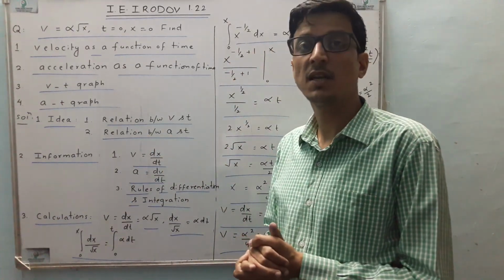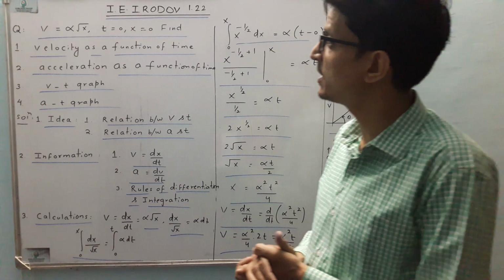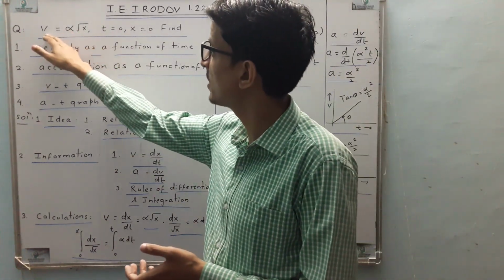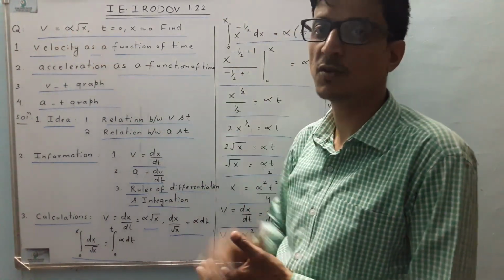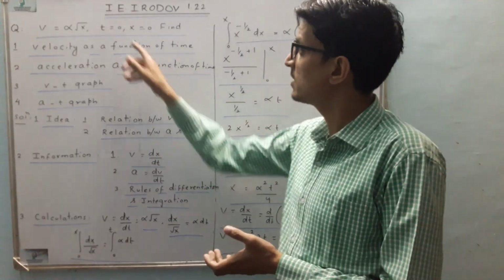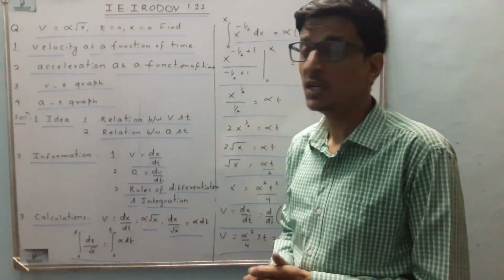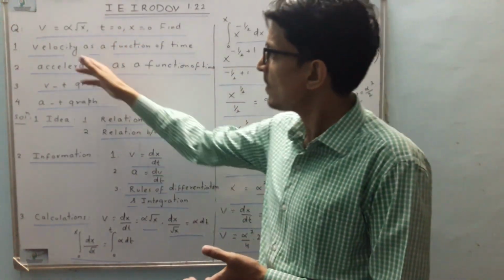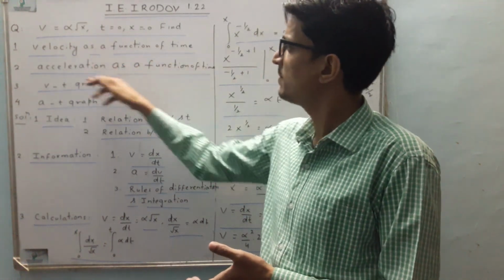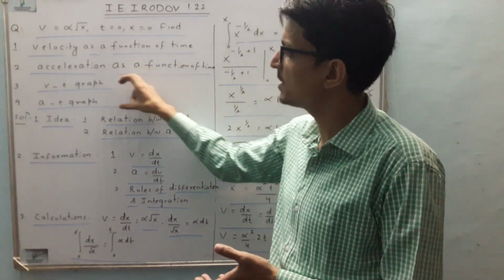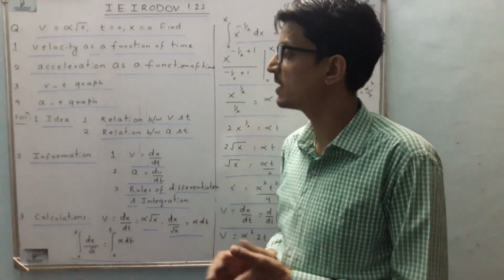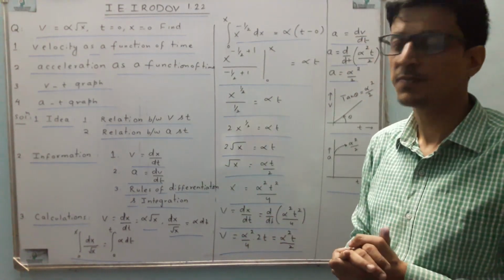It says that a particle is moving along x-axis. The velocity as a function of coordinate x is given by v is equal to alpha root x, where alpha is a constant, and it's given that at initial position x is equal to 0. You need to find, first option, velocity as a function of time, the second, acceleration as a function of time. These 2 parts are evaluated, vt graph and at graph. So this is the problem.